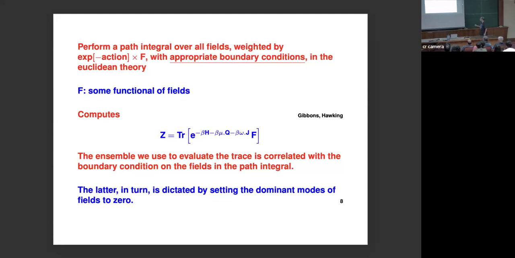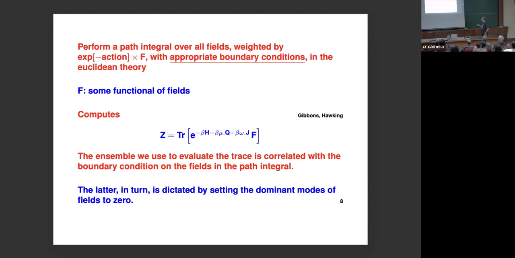Okay. So the gravitational side of the calculation that we'll be doing is to do a path integral weighted by exponential minus action times f, where f is a suitable functional of the fields. Mostly f will be 1, but we'll see that in some cases we'll choose different f. And you have to put appropriate boundary conditions in the Euclidean theory. So this path integral, of course, is done in the Euclidean theory.